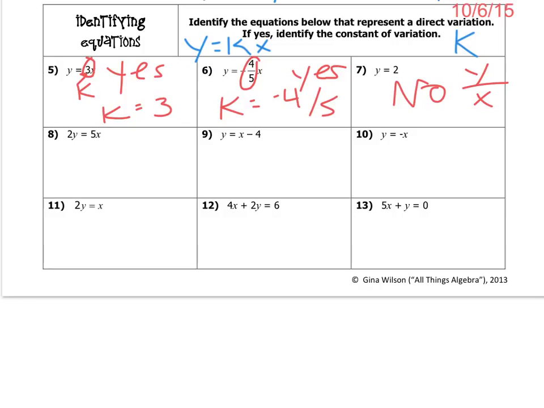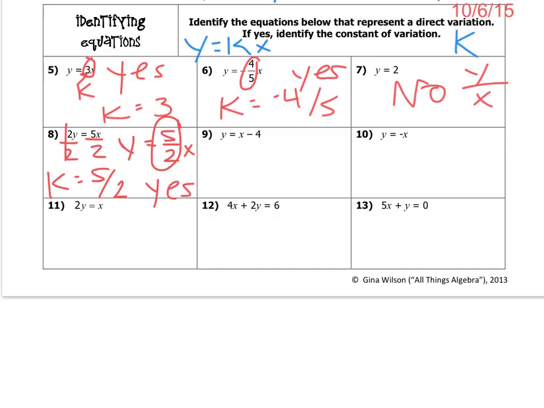Now number 8 looks really weird because it's got 2y equals 5x, and you're just used to it being y right now. So what you want to do is get rid of that 2. To get rid of that 2, I'm going to divide by 2 on both sides, which leaves me with y equals 5 over 2 x. Which means that x is being multiplied by 5 over 2 every time. It's constant no matter what. 5 over 2 times 1, 5 over 2 times 2, 5 over 2 times 3. Whatever x is, it has to be multiplied by 5 over 2. So my k equals 5 over 2, and this is another yes.